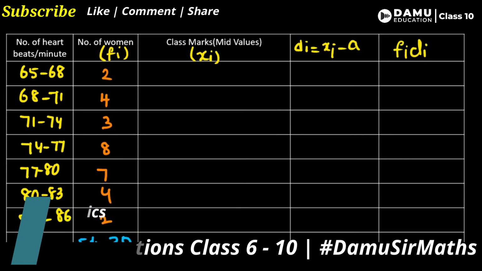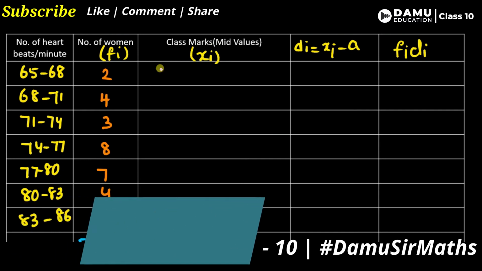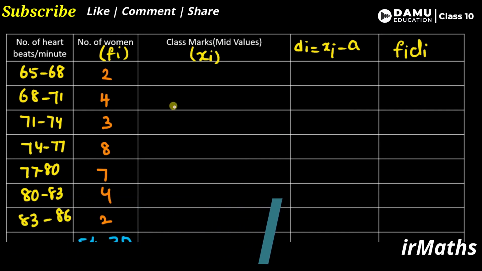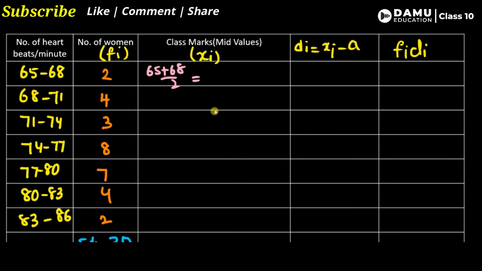Then find the middle values. What are the middle values here? The middle value is 65 plus 68 by 2, the average. 65 plus 68 by 2. That is 133 by 2. What value will we get? 133 by 2, we will get 66.5.